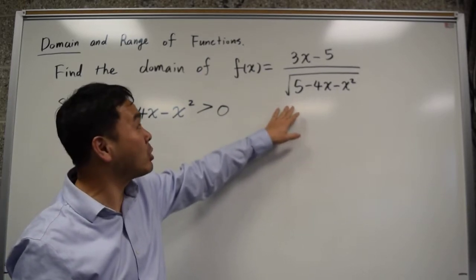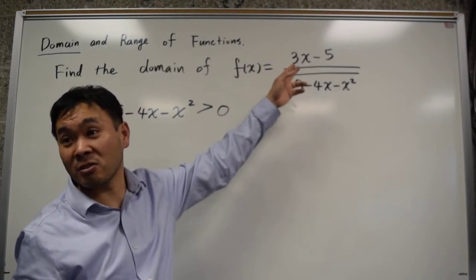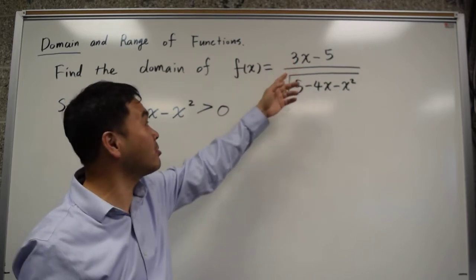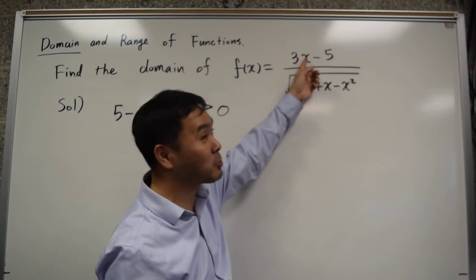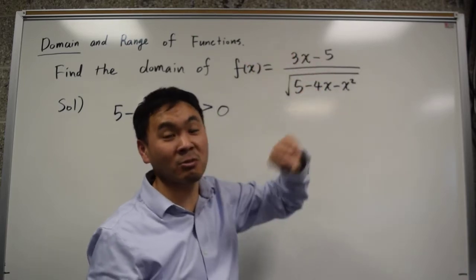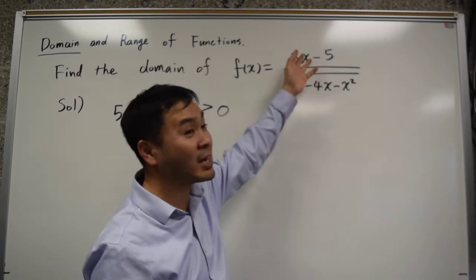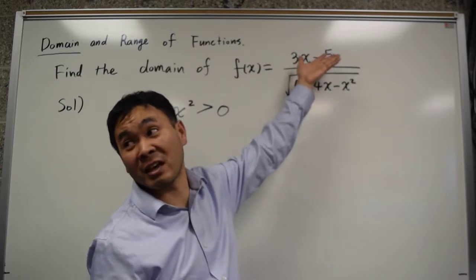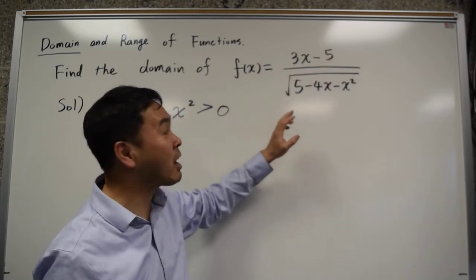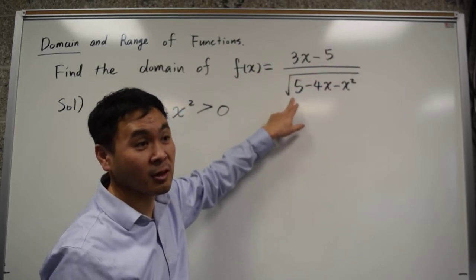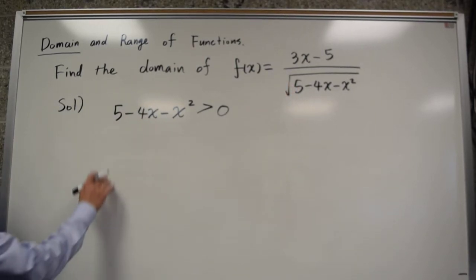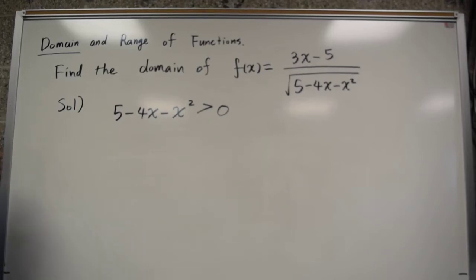Yep. Now, what about this 3x minus 5? Is it going to cause us any trouble? No, there's no restriction for plugging in anything to the top. 3x minus 5, you can plug in 10 or 100, negative, whatever. It doesn't cause us any trouble. The only thing that we have to watch out for is when you have a square root and when you have a denominator, right? Okay, so it's an inequality that we have to solve.